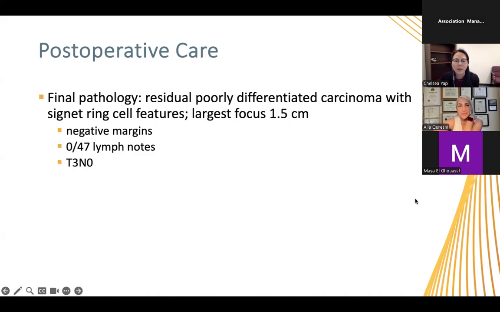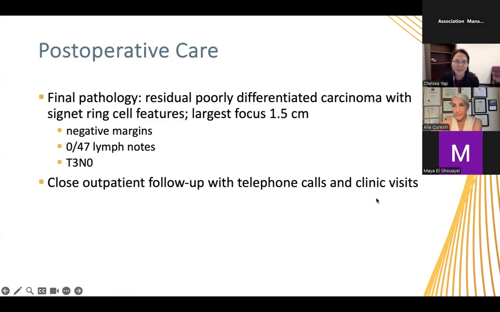Our patient's final pathology showed residual poorly differentiated carcinoma with signet ring cell features with the largest focus of 1.5 centimeters. The margins were negative, T3N0 disease, and 0 out of 47 lymph nodes were positive for disease.